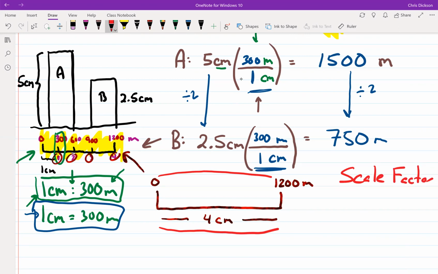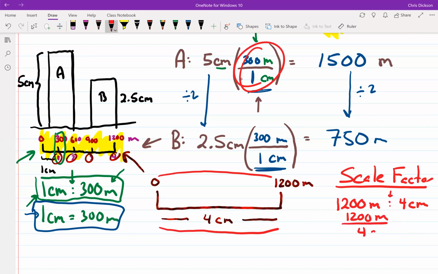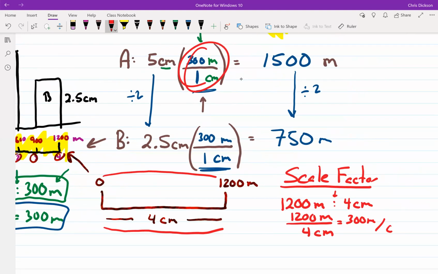Because obviously it's the same scale factor, but how do you actually get that number? How do you get this number here to work? And so what you do is you take the number. You say, well, 1,200 meters is the same as 4 centimeters. And of course, those two dots just mean like a fraction. So it means 1,200 meters over 4 centimeters. And if you use your calculator and divide that, 1,200 divided by 4, which is 300 meters per centimeter. And so you actually get the same thing here.